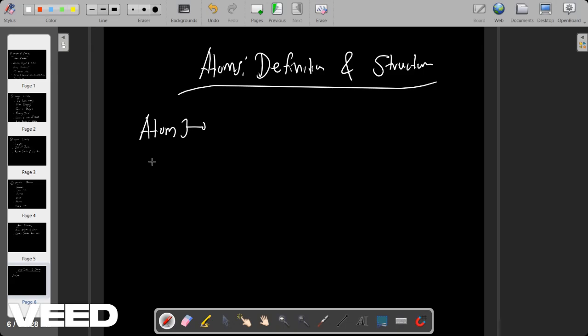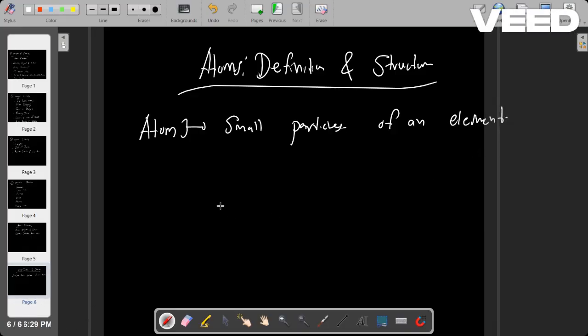Small particles of an element. Now you must be wondering what an element is. For now, keep this in mind: element means, you must have seen the periodic table, right? You must have seen some cubes. Each cube represents an element.